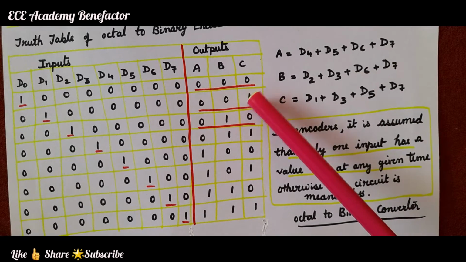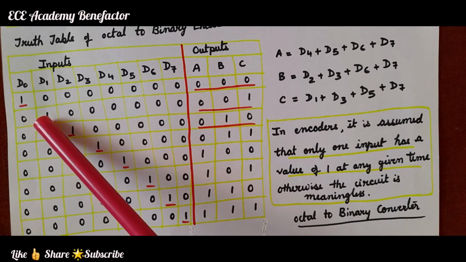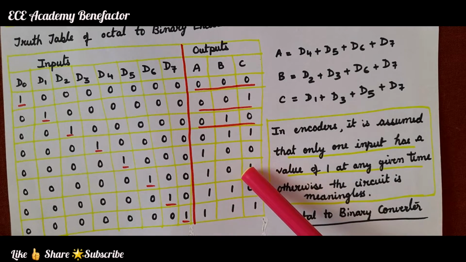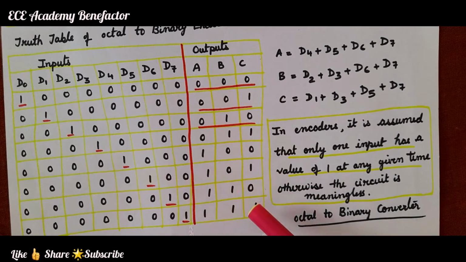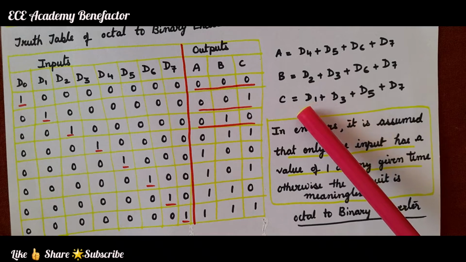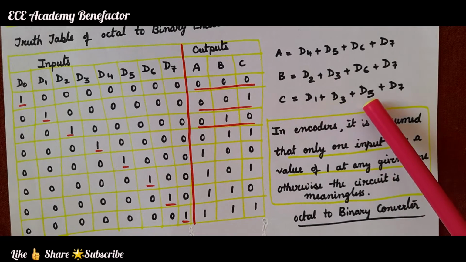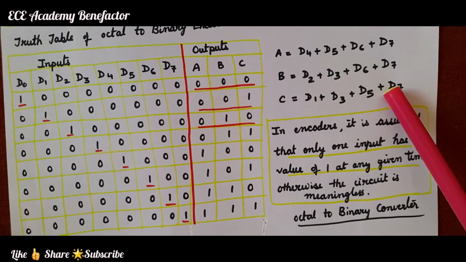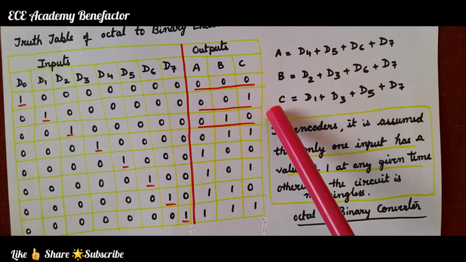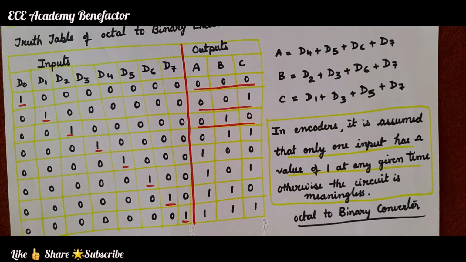C, let us see where it is high: at D1, D3, D5 and D7. So C is equal to D1 plus D3 plus D5 plus D7. So these are the equations. Now based on these Boolean expressions, we need to draw the logic diagram.